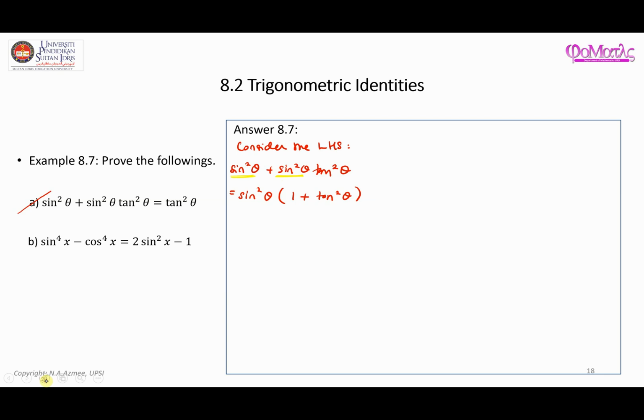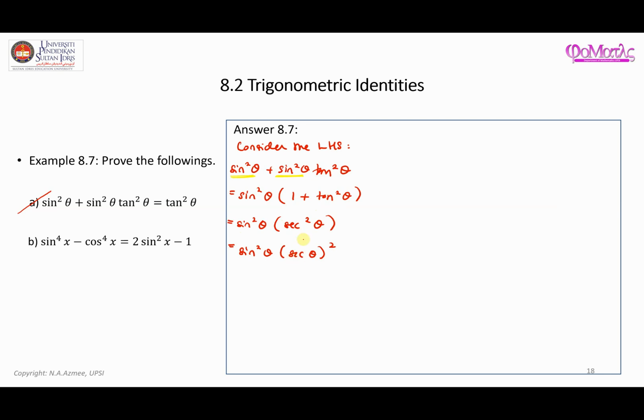Now next, I can see that 1 plus tangent squared theta is a trigonometric identity. You can replace that with secant squared theta. This is using the trigonometric identity which you have seen in the previous subtopic. So now I'm going to replace that, and this one will be secant squared theta. Now this becomes sine squared theta secant squared theta.